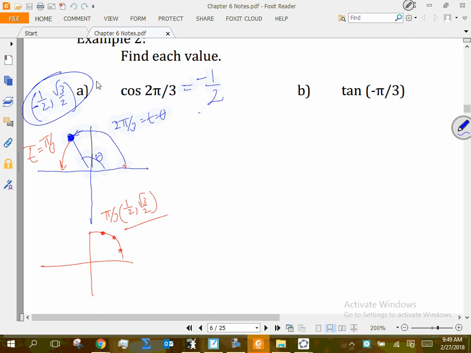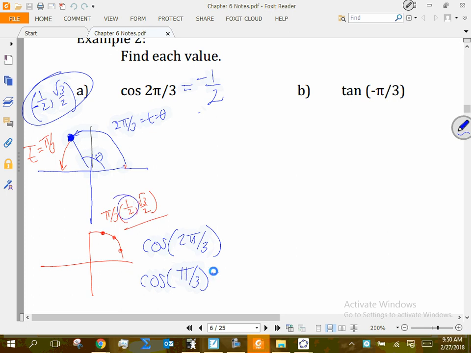If you're a person that doesn't want to take this approach, and this is usually the advanced people that maybe were working with this for a while and really understand and grasp this, we know that the cosine of 2 pi over 3 is going to have the same coordinates as the cosine of pi over 3. Does that make sense? So what's the cosine of pi over 3?